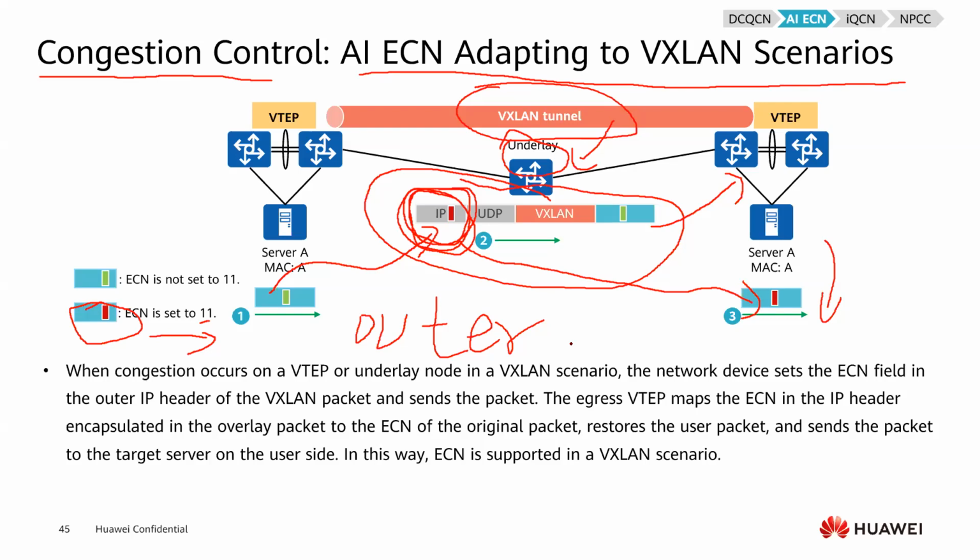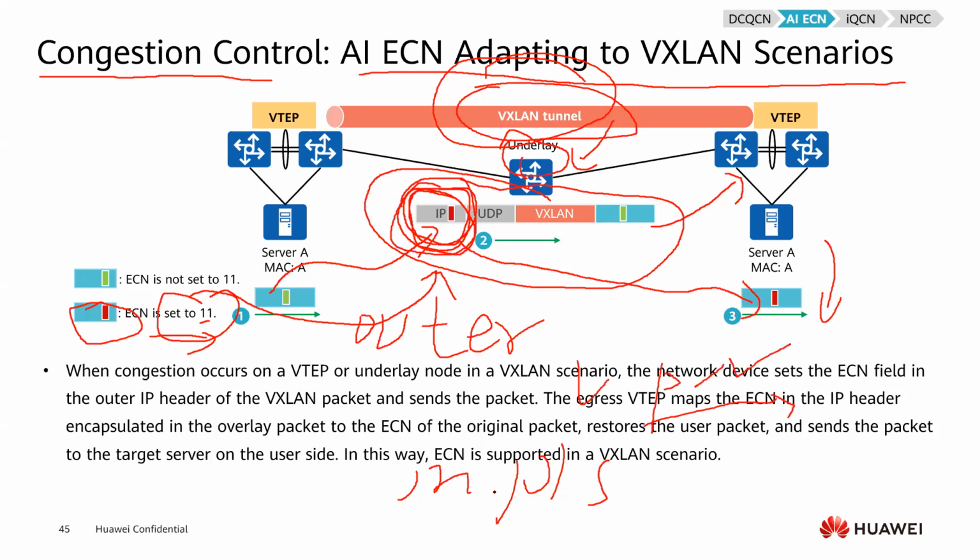So I think it's easy to understand. It's because in the VXLAN tunnel, the underlay device just sees the outer label, so we must copy the ECN value to the outer label. It's just like the MPLS label in the VPN scenario. Sometimes we copy MPLS EXP to IP, sometimes copy it to the VLAN priority field. Okay.